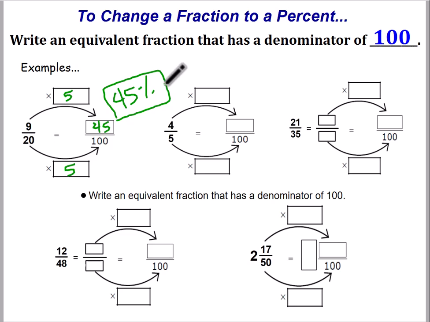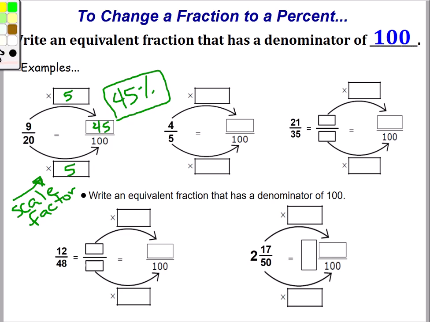Now, I do want to say something. This number right here that we're multiplying by has a new term. Starting in middle school, we call it scale factor. It's like when you're scaling something. You're scaling it, making it larger, and we do that by multiplying, or you're making it smaller, and we do that by dividing. It's what we call the scale factor. So our scale factor is to multiply by 5.